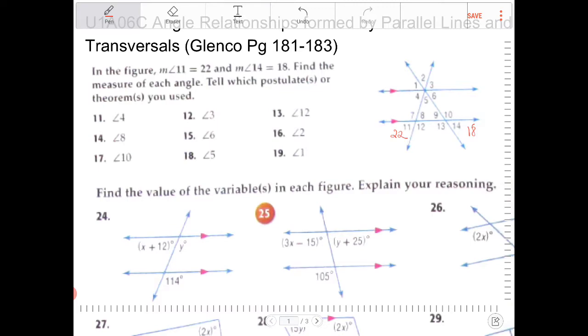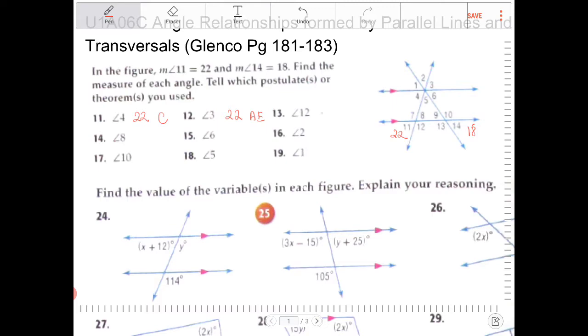Angle 4 and angle 11 are corresponding, so they have to be the same. I'm going to write letter C for corresponding. Angle 3 and angle 11 are alternate exterior, so they too will be 22. Alternate exterior.